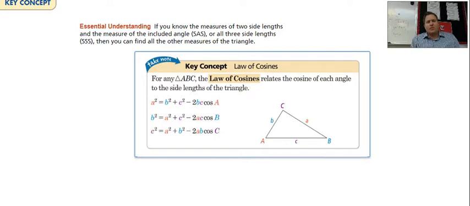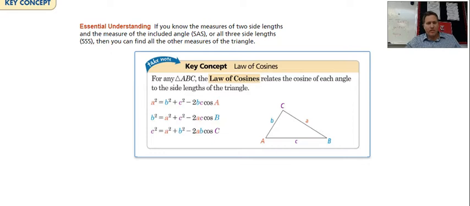So the law of cosines, when do we need to know it? You don't need to write this down, just make sure you have what's written down in the box. Why do we use it? If you know the measures of two sides and the measure of the included angle, or if you have all three lengths of the sides, then we can find these different measurements, either the sides or the angles. And we have this formula right here for the law of cosines.